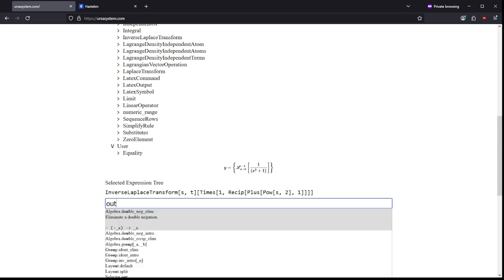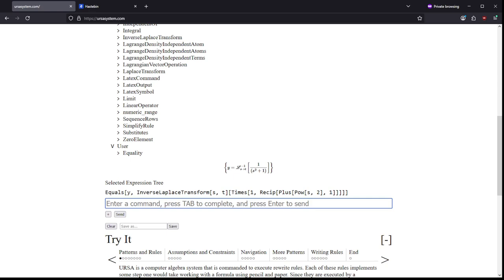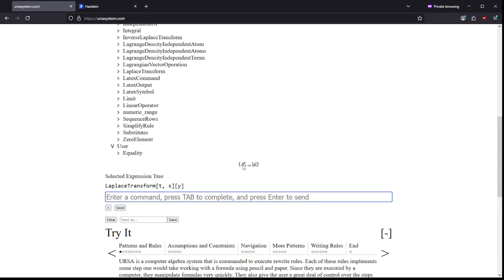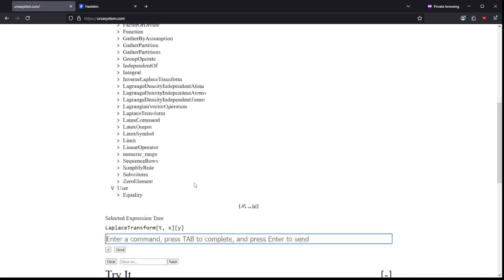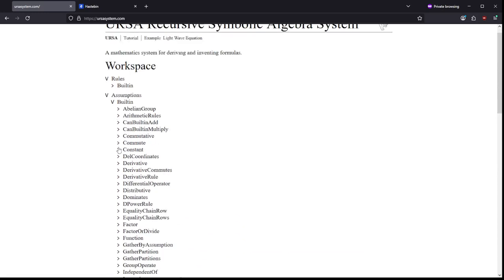Let me back out and create a different equation here. I'll just set Laplace from t to s of y. So you may have noticed that this has an L and then a little t arrow s indicating what variables it's taking the function between. And the LaTeX output here is actually defined with assumptions too.